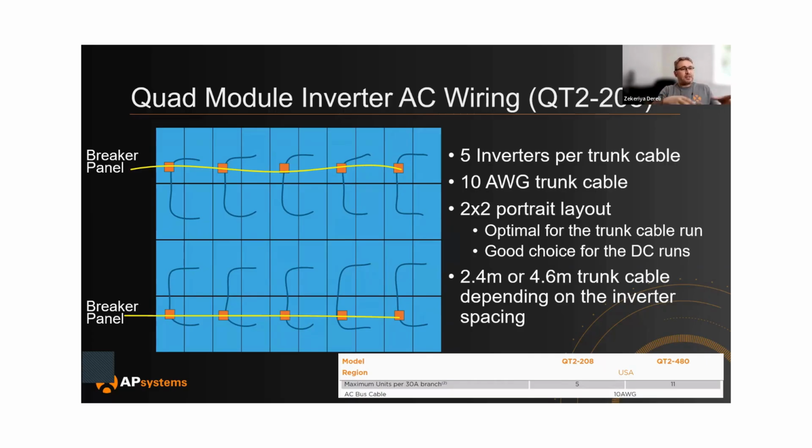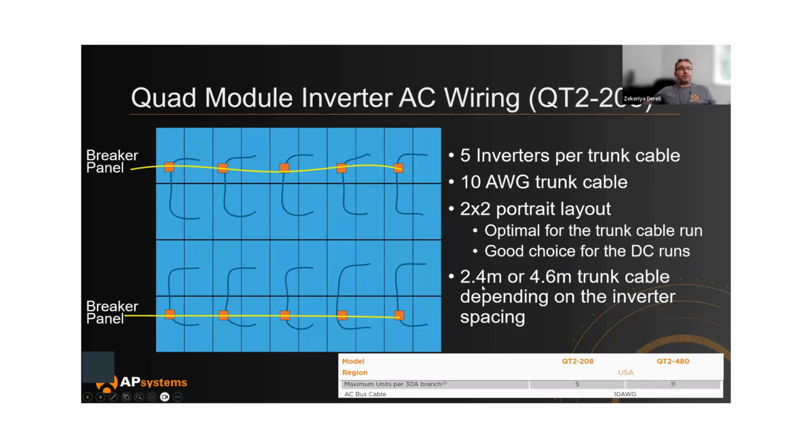So in this case, just to summarize, 5 inverters per trunk cable because we are using Q22208. It's a 10 gauge trunk cable, and the data sheet summarizes the details about how many inverters you can have: 5 on the 208, 11 on the 480. So this one is optimal for the trunk cable and a pretty good choice for the DC runs.